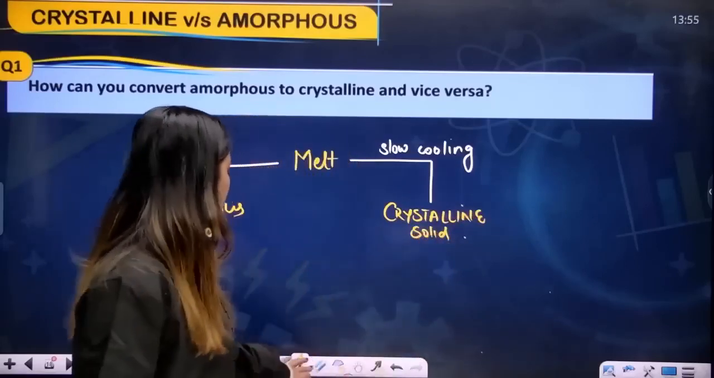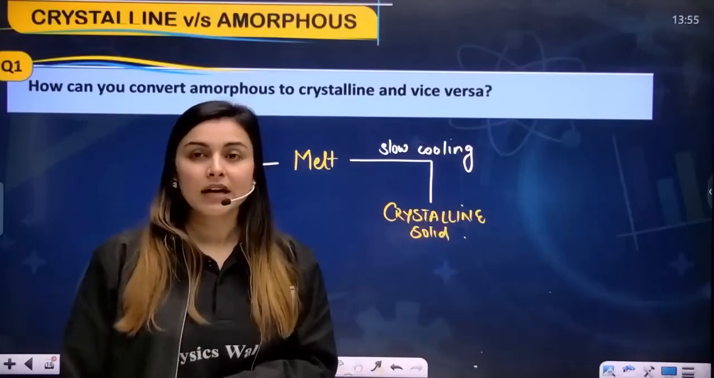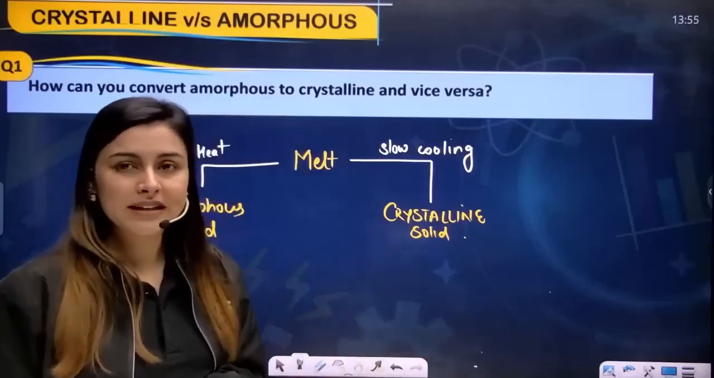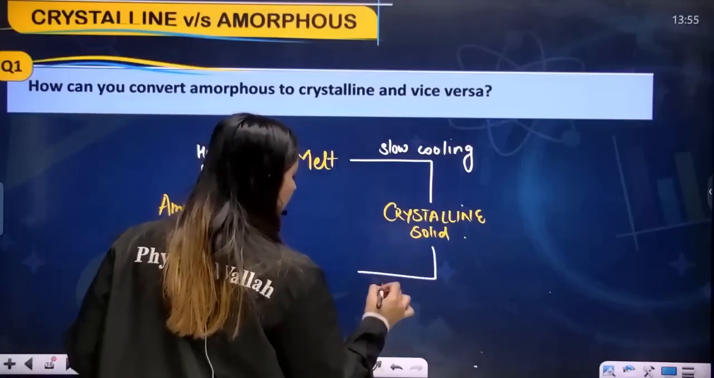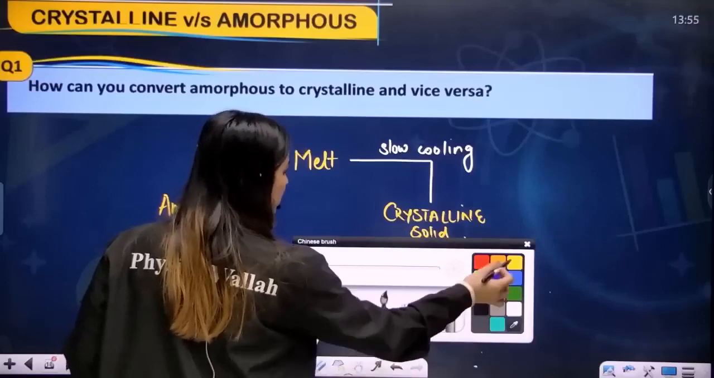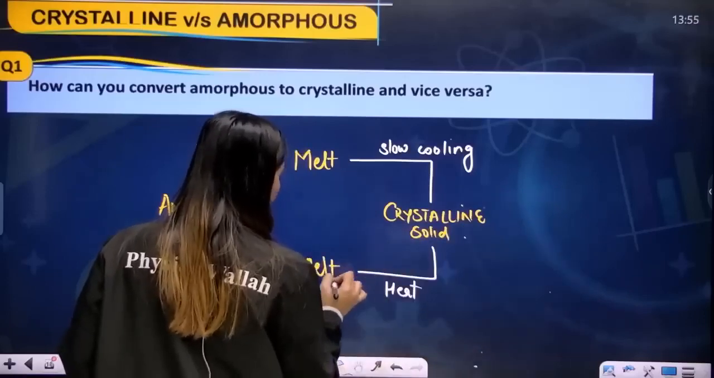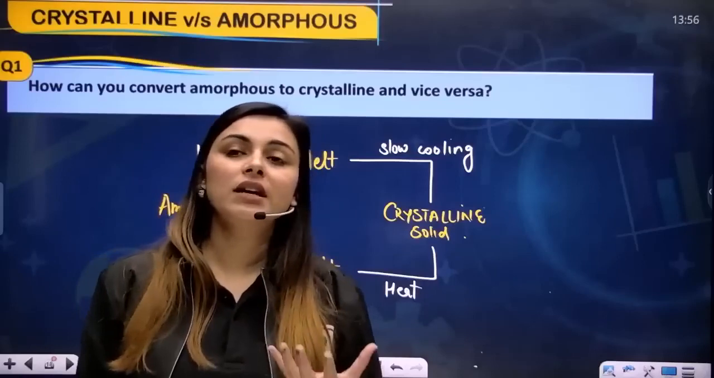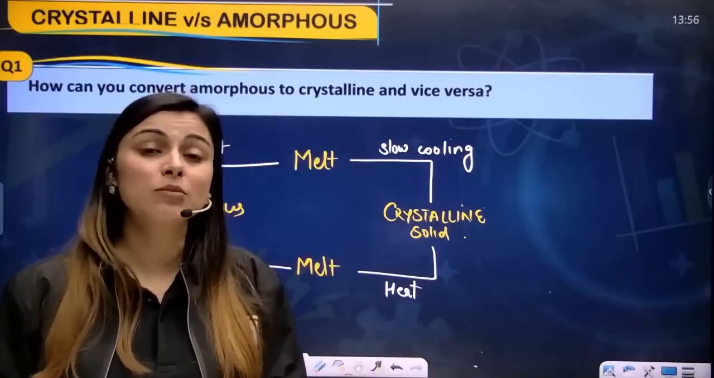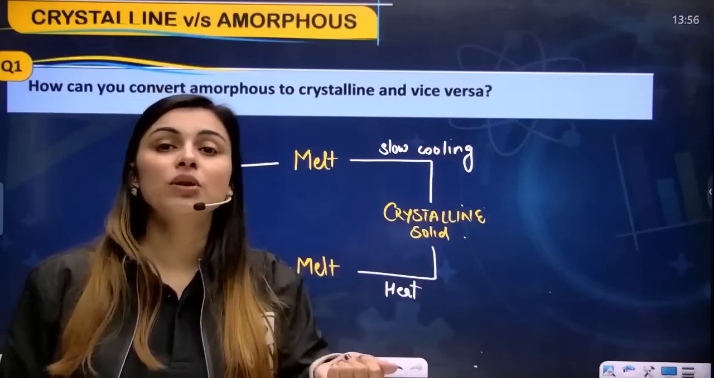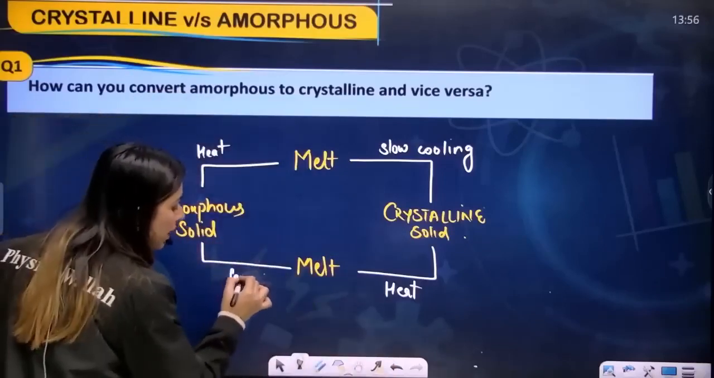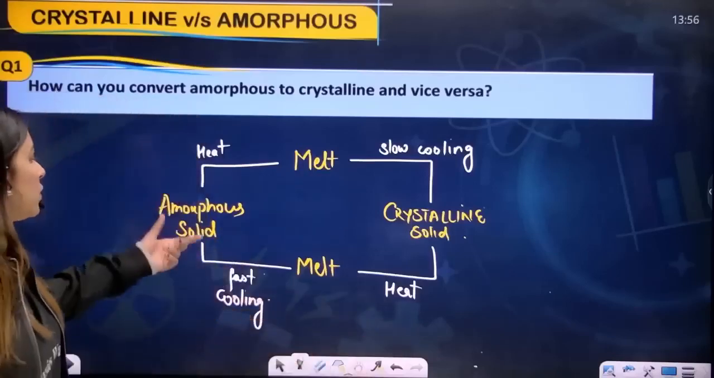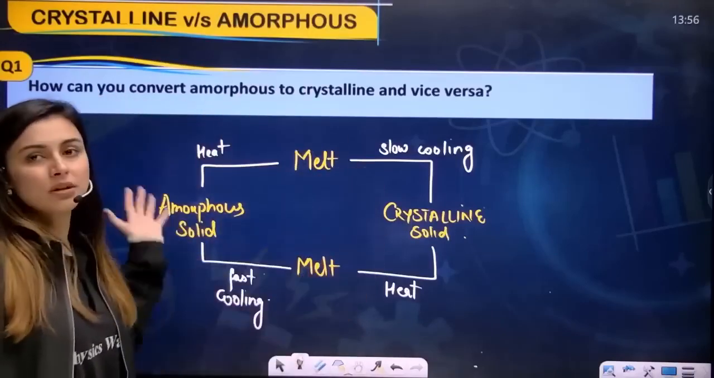Now let's say you have a crystalline solid, and you have to convert it into an amorphous solid. Since it is a solid, we'll have to melt it down, so again we'll have to heat it. After heating, you will get a melt. You want to convert this melt into an amorphous solid, and in an amorphous solid the arrangement is not ordered. You need not give the particles time to get arranged. You need to do fast cooling, so that the particles don't get enough time to be arranged, and after fast cooling you will get your amorphous solid. So this is how you can interconvert both of them.